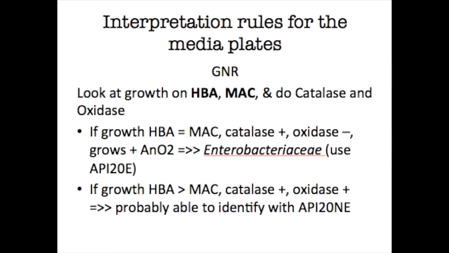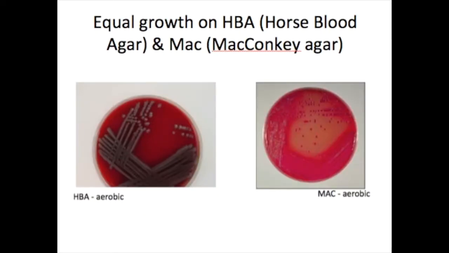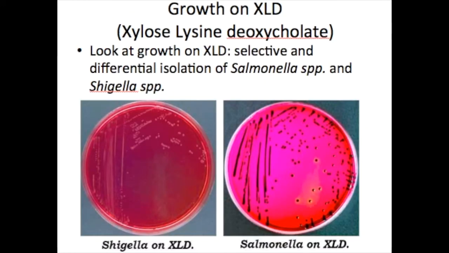Now, how are we going to interpret what we observe on plates? Most gut bacteria are gram-negative rods. We look and compare horse blood agar and MacConkey agar. If both have equal growth, it is indicative of Enterobacteriaceae. XLD is selective media for Salmonella and Shigella. Plain pink colonies will be indicative of Shigella, whereas black-centered pink colonies are indicative of Salmonella.